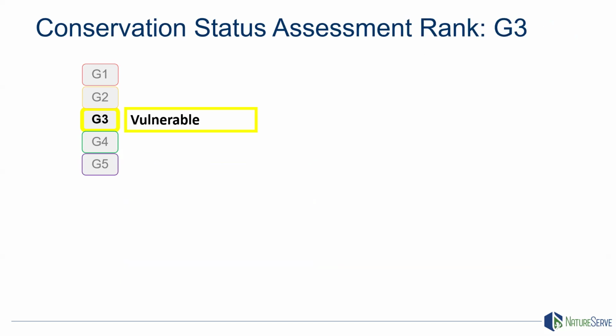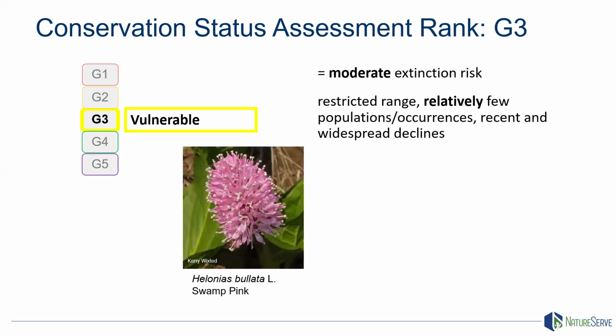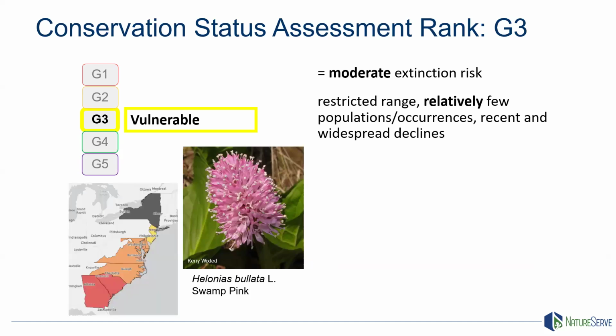For an example of a G3 plant, which is vulnerable, these are at moderate risk of extinction due to a fairly restricted range, relatively few occurrences, recent and widespread declines or threats. An example is the swamp pink, a plant of forested wetlands in the eastern United States.